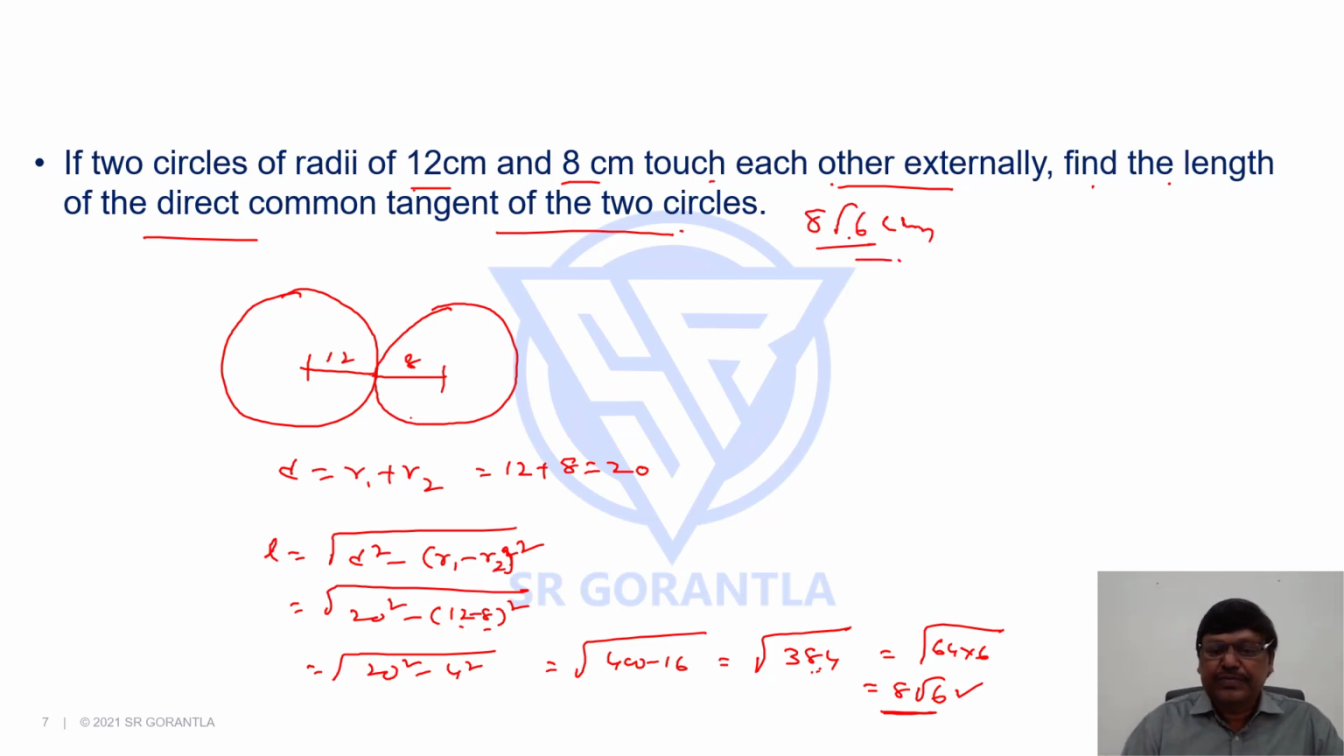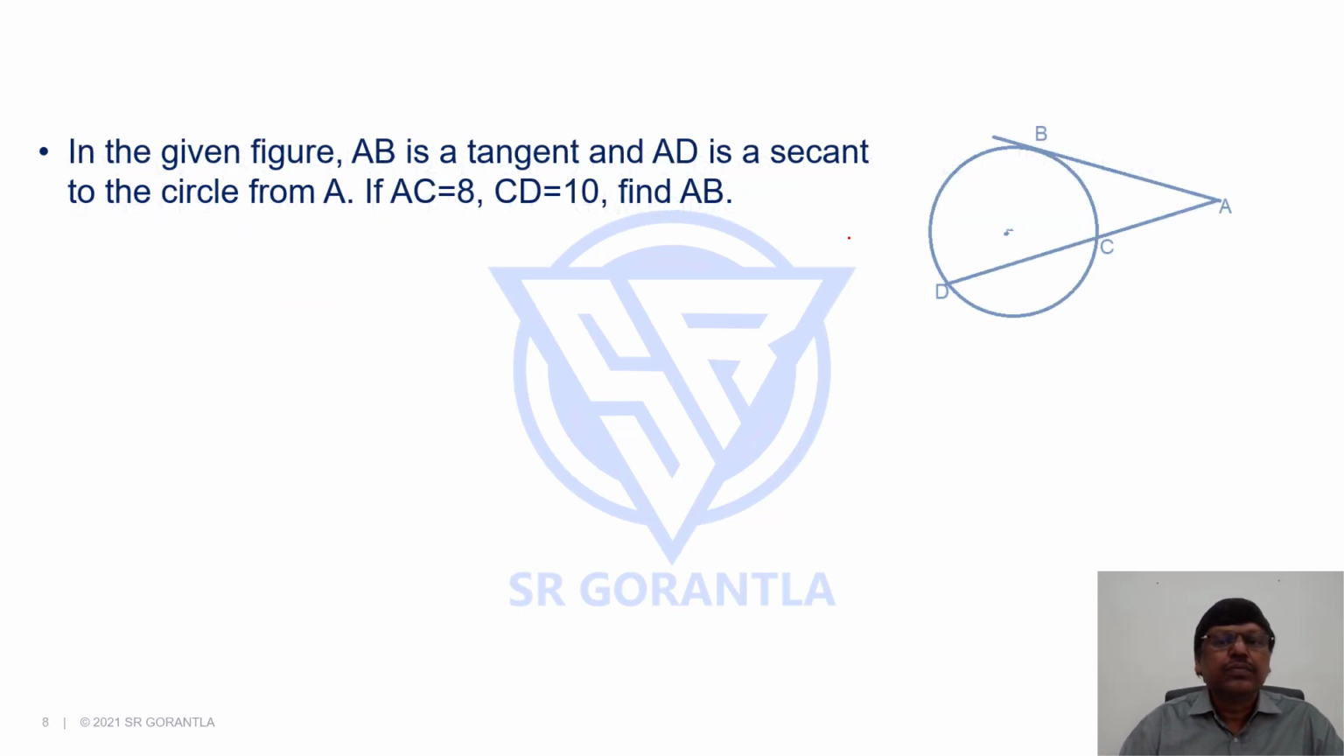So let's take up one more. In the given figure, AB is a tangent and AD is a secant to the circle from A. If AC is 8, CD is 10, find AB. And we know the relation between tangent and secant. AB square equals AC into AD, right? So AB we have to find out.